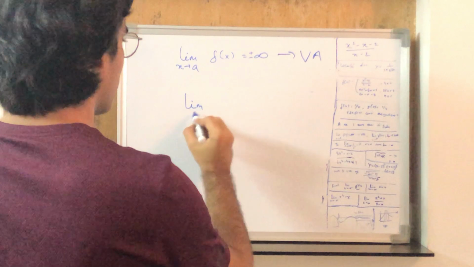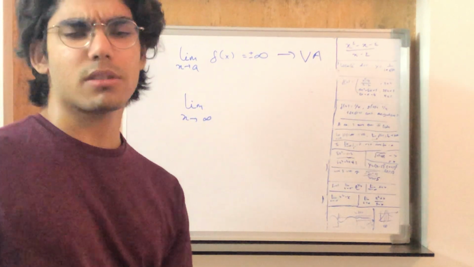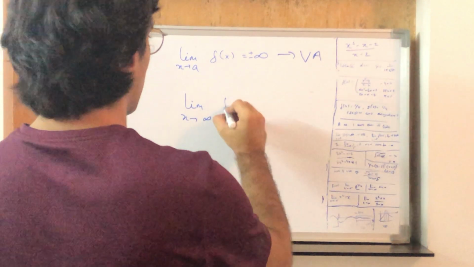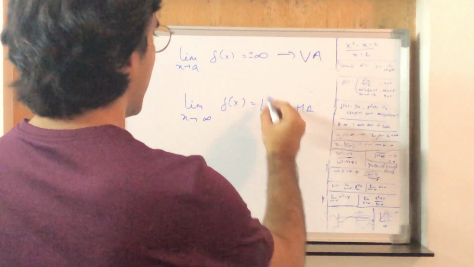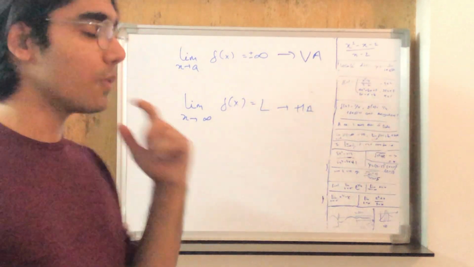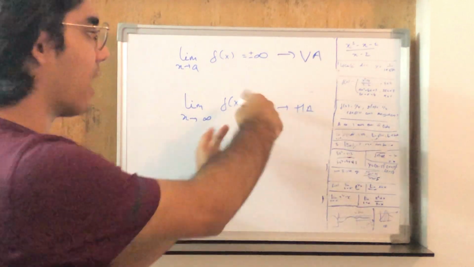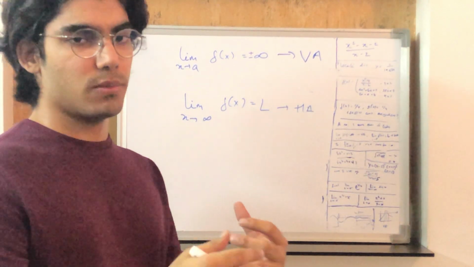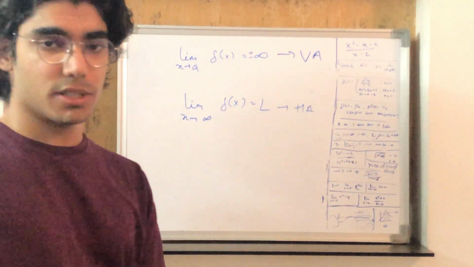For horizontal asymptote, it's the opposite. I have x tending to infinity. This could also be negative infinity for f of x. And that's going to be value L, which means that L is the horizontal asymptote. So for the horizontal asymptote, x has to tend to infinity, and whatever value L I get when x is approaching infinity for a function, any constant, that is going to be the horizontal asymptote.